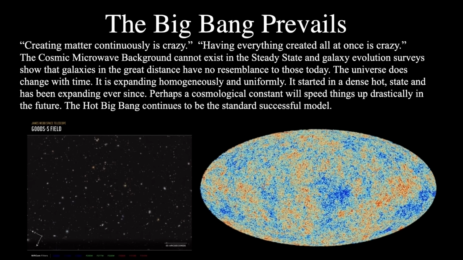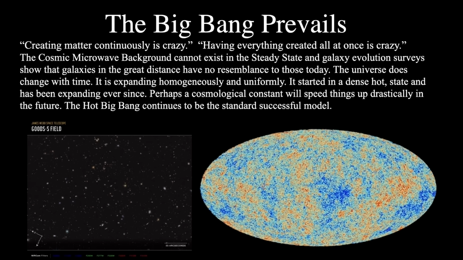So we do know that it's expanding homogeneously and uniformly. Both the steady state and the Big Bang could solve that. But if it started in a dense, hot state and has been expanding ever since, then the cosmic microwave background is a direct prediction of the Big Bang, and not just some arbitrary hack add-on that the steady state model would have to do. The Big Bang predicts it, steady state doesn't predict it.